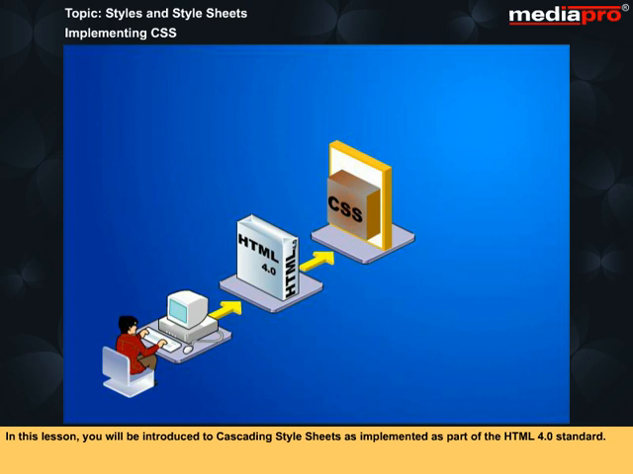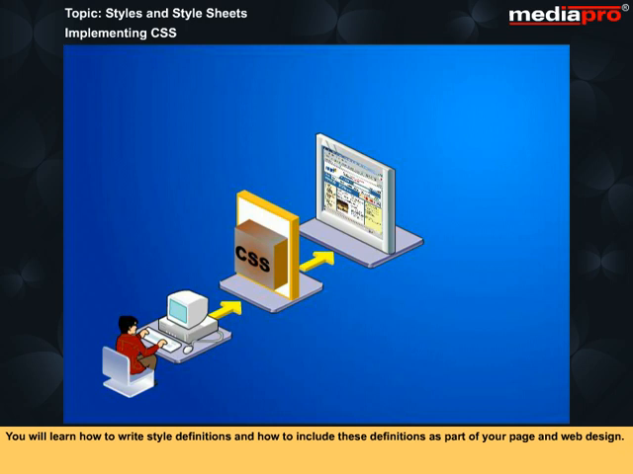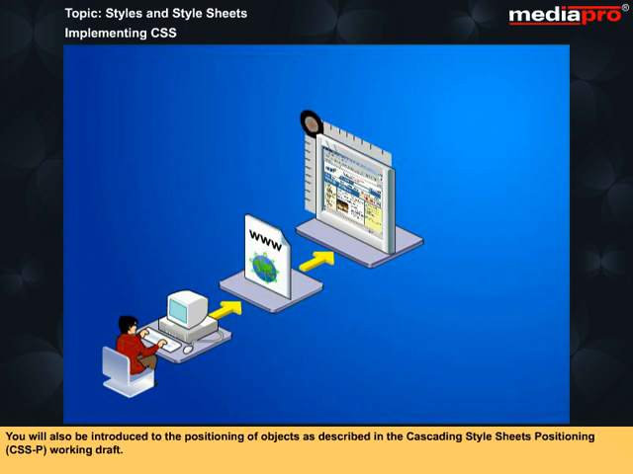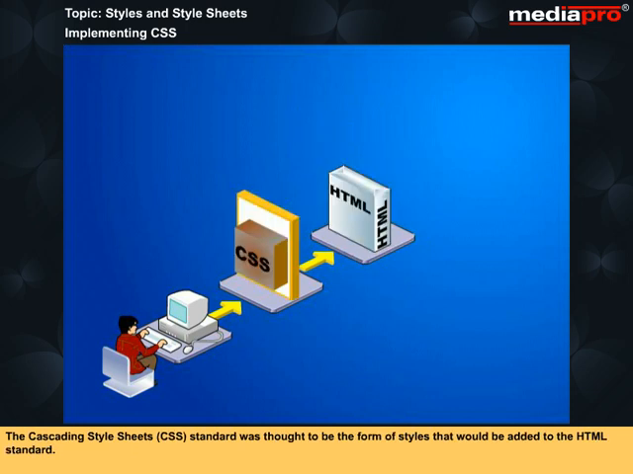In this lesson, you will be introduced to Cascading Style Sheets as implemented as part of the HTML 4.0 standard. You will learn how to write style definitions and how to include these definitions as part of your page and web design. You will also be introduced to the positioning of objects as described in the Cascading Style Sheets Positioning (CSS)P working draft.